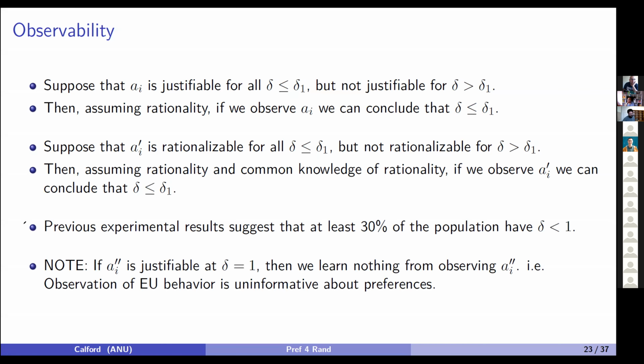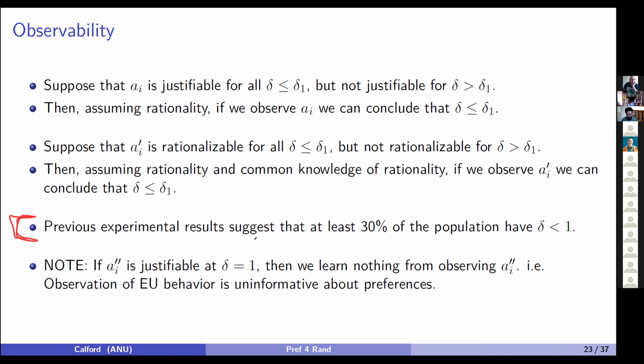Now, previous experimental results suggest that at least 30% of the population have a delta less than 1. I view this as evidence that this theory is empirically important. The default, if you're a traditional expected utility theorist, would be to argue that everyone should have delta equal to 1, and we have empirical evidence that that's not true. So it justifies spending time thinking about what happens when people do not have delta equal to 1.